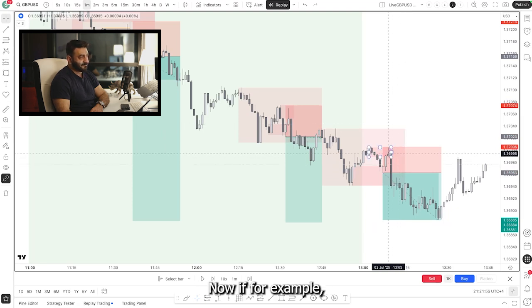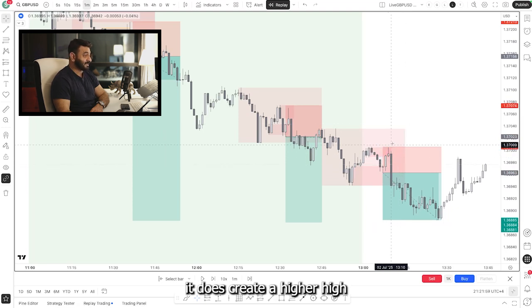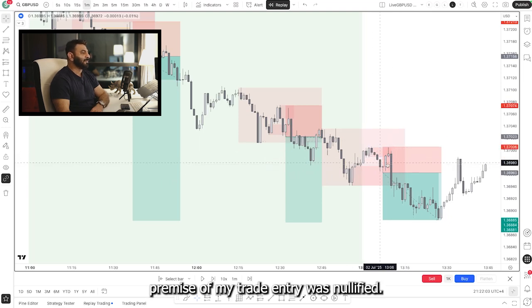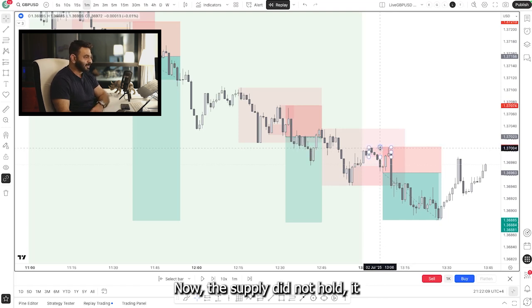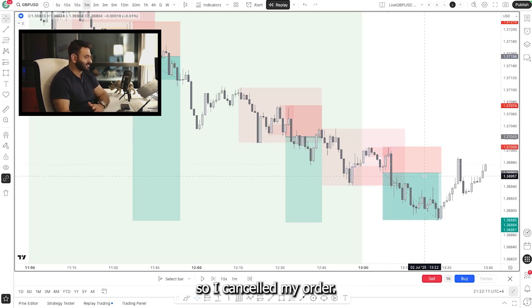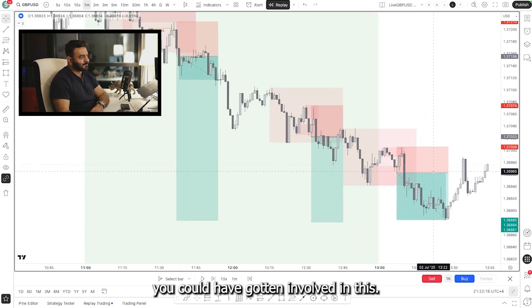Now, if, for example, at this point in time, it does create a higher high, I immediately cancel my order, because the whole premise of my trade entry was nullified. You know, the supply did not hold, it got broken, this demand is strong, so I cancel my order, and that's that, right? So there are many ways you could have gotten involved in this.